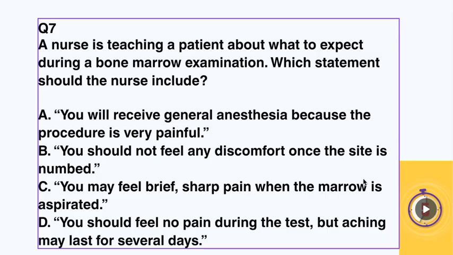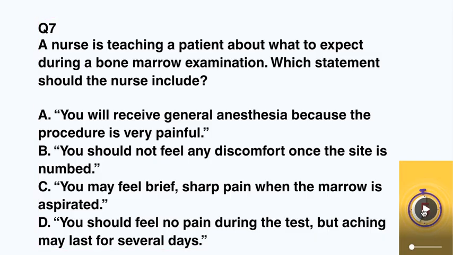Okay, so let's go to question number 7. A nurse is teaching a patient about what to expect during a bone marrow examination. Which statement should the nurse include? Letter A. You will receive general anesthesia because the procedure is very painful. Letter B. You should not feel any discomfort once the site is numbed. Letter C. You may feel brief, sharp pain when the marrow is aspirated. Or letter D, you should feel no pain during the test, but aching may last several days.